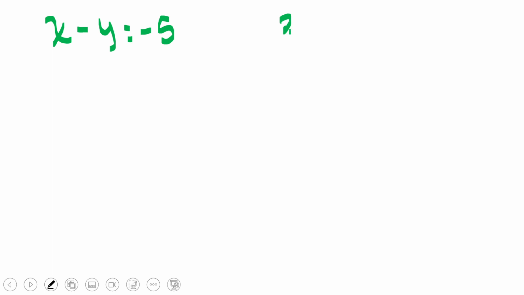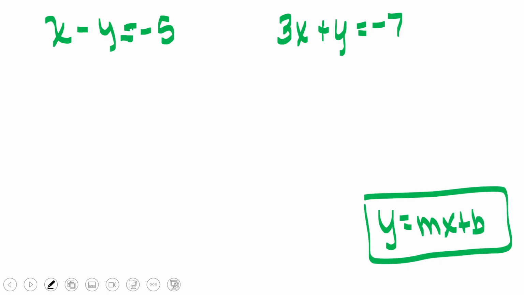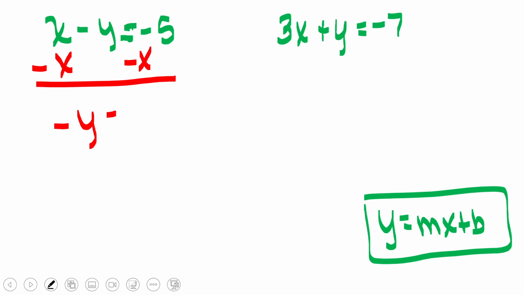If you're asked to solve the system by graphing, you're looking at that intersection point. If you're given something like x minus y equals negative 5, and something like 3x plus y equals negative 7, remember you want y equals mx plus b form. So you need to work back to that. We're going to subtract x from both sides here. We'll have a negative y equals negative x minus 5.